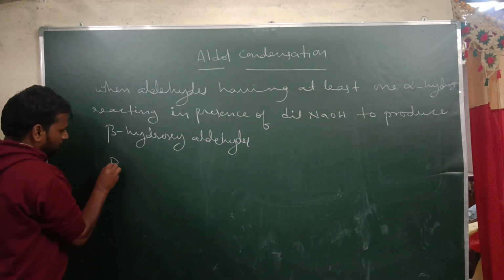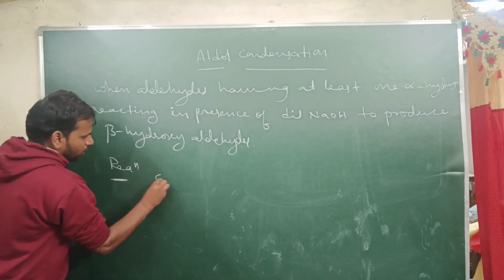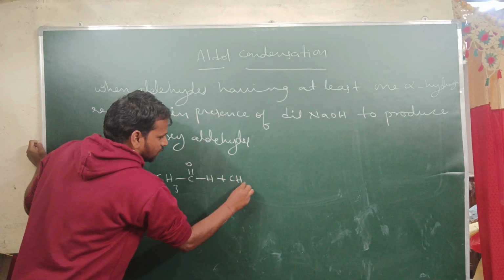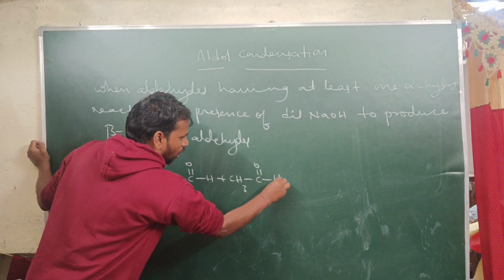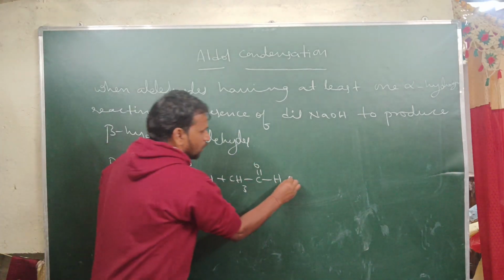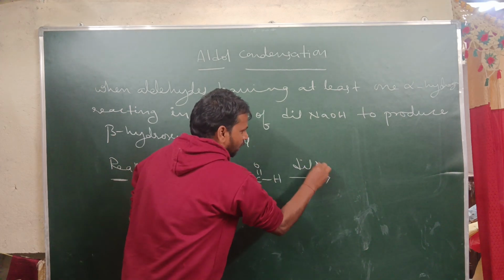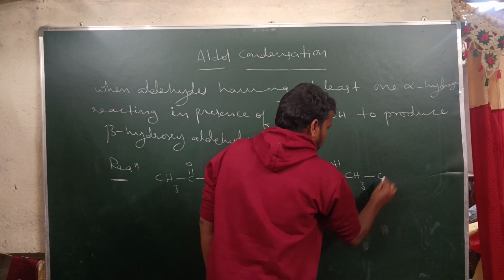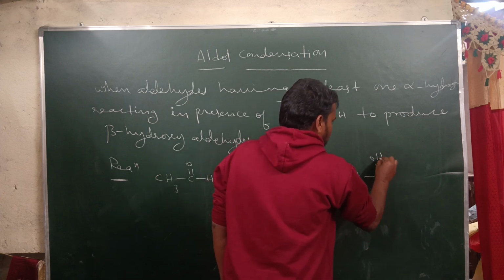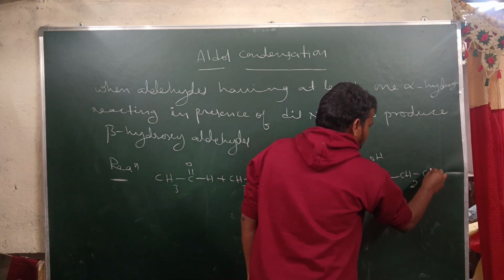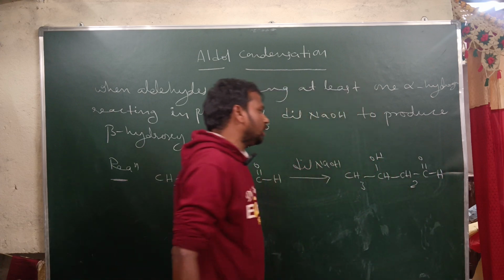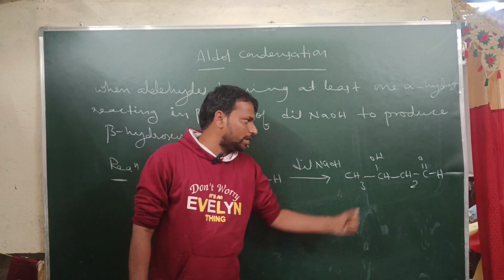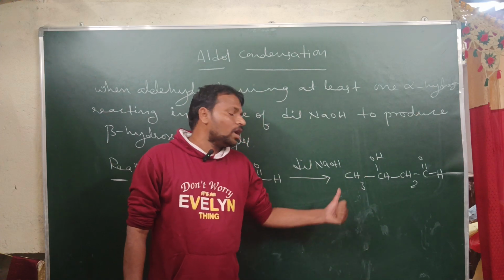So let me write the reaction. For suppose, this is the reaction. Here CH3 C double bond O H, and again another mole of CH3 C double bond O H. We are taking 2 moles of acetaldehyde. In the presence of dilute sodium hydroxide, it will produce CH3 CH OH CH2 C double bond O H. So this is said to be beta hydroxyaldehyde, also known as the aldol.